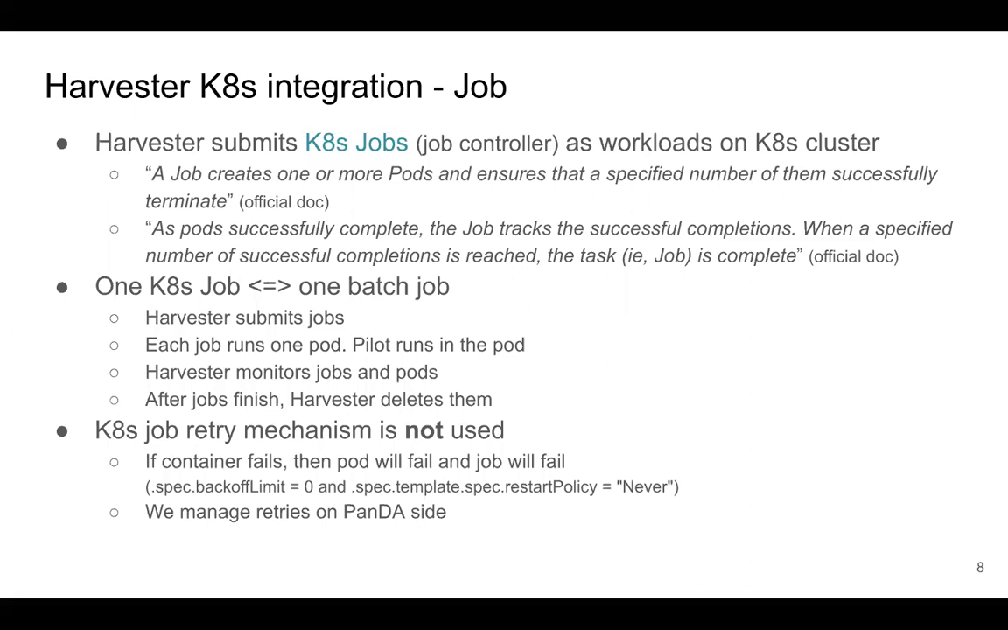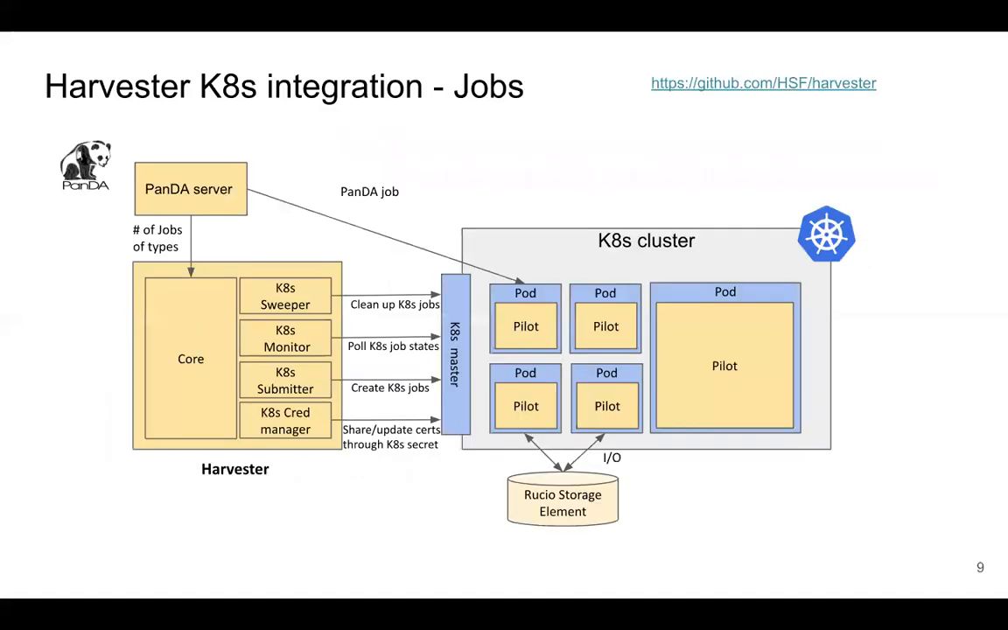Harvester monitors jobs and pods, and after the job finishes, Harvester deletes them. One thing to notice is that we don't use the retry mechanism in Kubernetes jobs. If the container fails, then the pod will fail, and then the job will fail. We have this set up in the configuration: the backoff limit is equal to 0, and the restart policy is Never. That is because we manage the job retry on the PanDA side, so on a higher level.